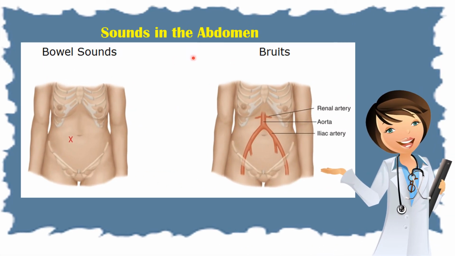Okay, so bowel sounds. Moving on to the sounds in the abdomen using your stethoscope. Increased sounds occur in diarrhea or early intestinal obstruction. So, increased bowel movement. Decreased bowel sounds, rather than absent, occur in adynamic ileus and peritonitis.